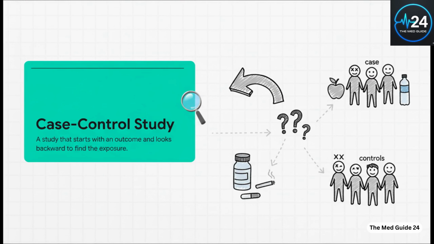A case control study is what we call retrospective, which is just a fancy way of saying it works backward. You start with the outcome, the disease, which has already happened. You find a group of people who have the condition, those are your cases, and then you find a similar group of people who don't have it, those are your controls. The entire goal is to look back in time and ask, was there some kind of exposure that was way more common in the group that got sick?